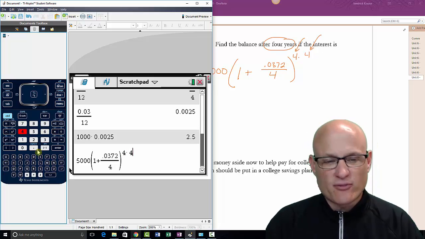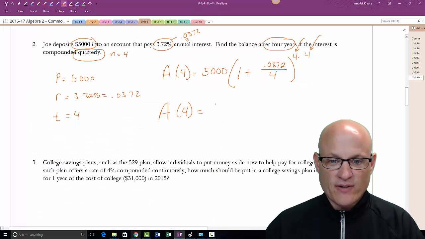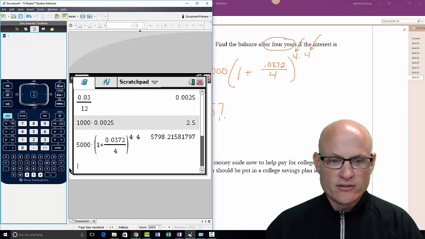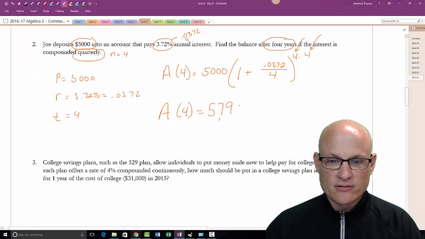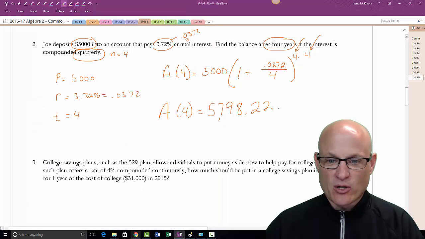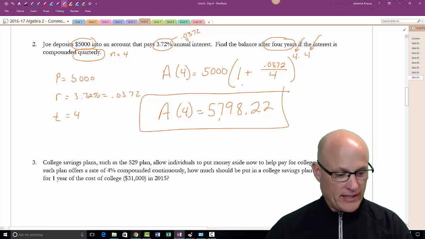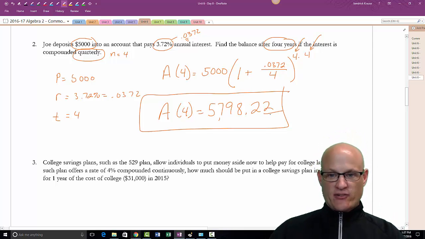Could I have put 16 there? Of course. Equals $5,798.22. Now, they're not going to tell you what to round to for money, but if it's money and they don't tell you, you round to the cents. Round to the cents.